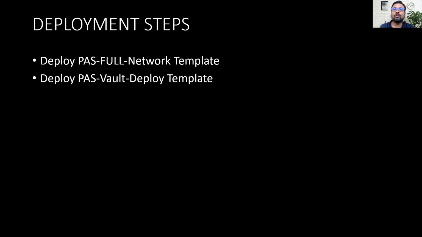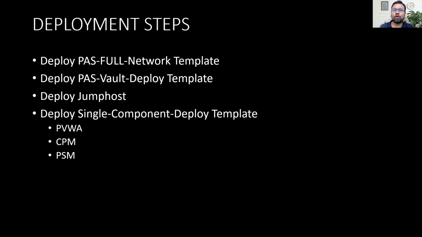The next step is you will be deploying the vault, the CyberArk vault, using Pass Vault Deploy template. Again, all these templates are posted on the CyberArk GitHub page. Later on during my deployment, I will be showcasing to you. Then as a next step, you can deploy a jump host. Apart from that, you can start deploying all these components one by one. So all these components called PVWA, CPM, PSM can be deployed only with the help of the single component deployed template.